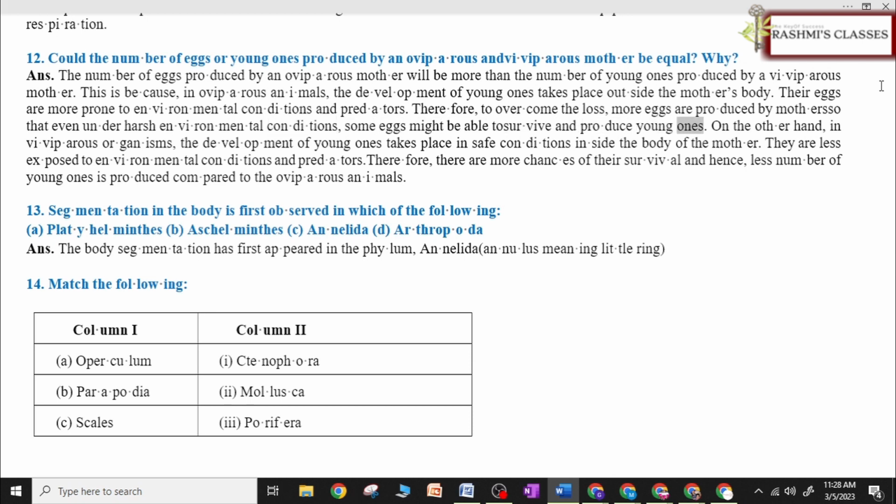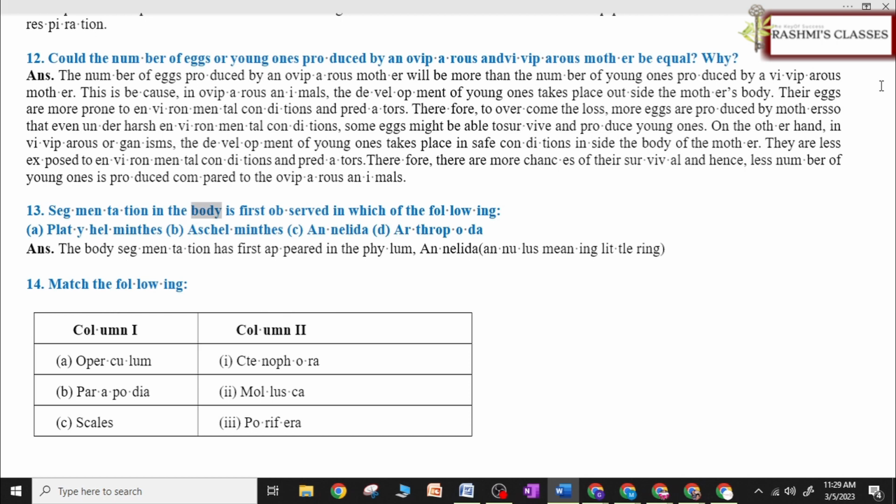produce young ones. On the other hand, in viviparous organisms, the development of young ones takes place in safe conditions inside the body of the mother. They are less exposed to environmental conditions and predators. Therefore, there are more chances of their survival and hence, less number of young ones is produced compared to the oviparous animals.